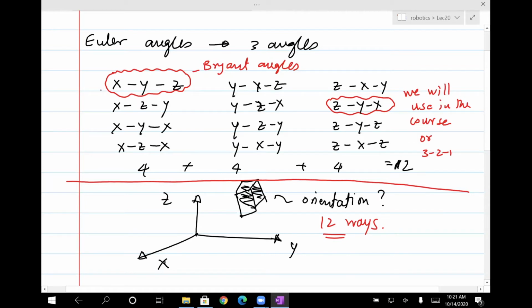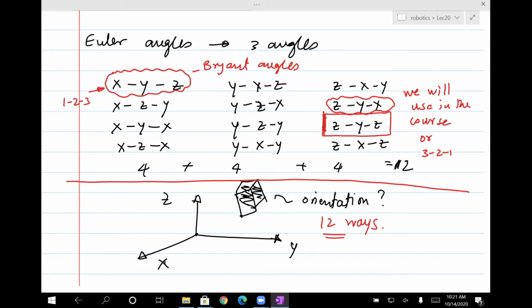The other one, which is very common, is this Bryant angles 1-2-3. And I believe ZYZ is also sometimes used. But as you see, you don't really have to worry too much about it. Once I show you how to do it for ZYX, you can actually do it for the other conventions.